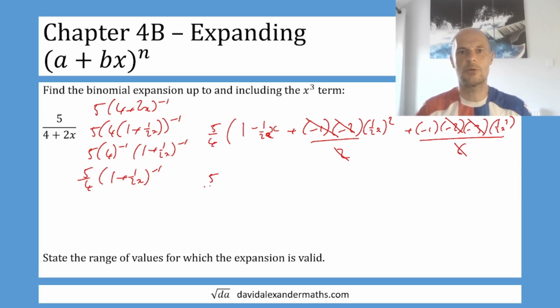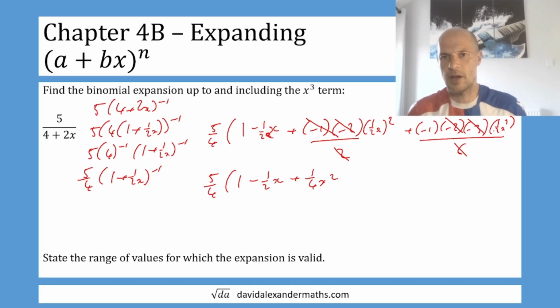So what we have is 5 quarters, and inside the brackets 1, take away 1/2 x, plus 1/4 x squared. I've been a bit slack here where I've put my cube. That cube should be outside the brackets there. So that is 1/8 x cubed. And we've only got 1 minus sign, so overall that is negative. So take away 1/8 x cubed.